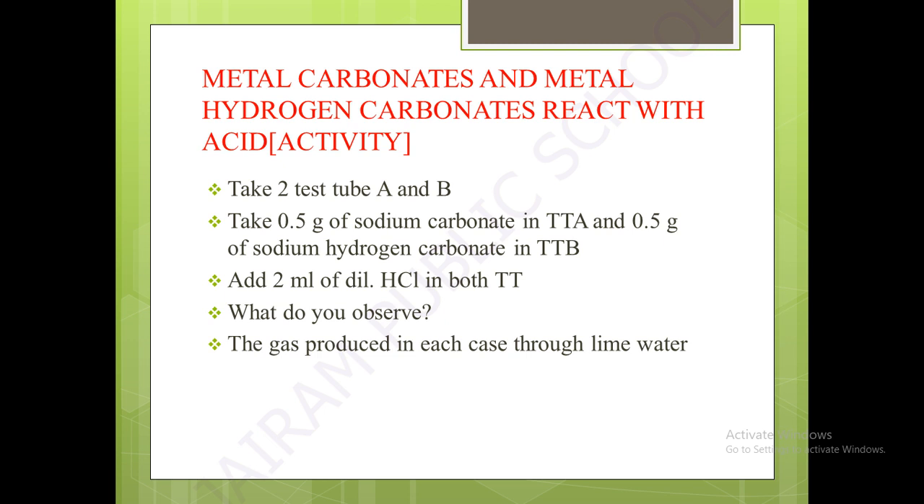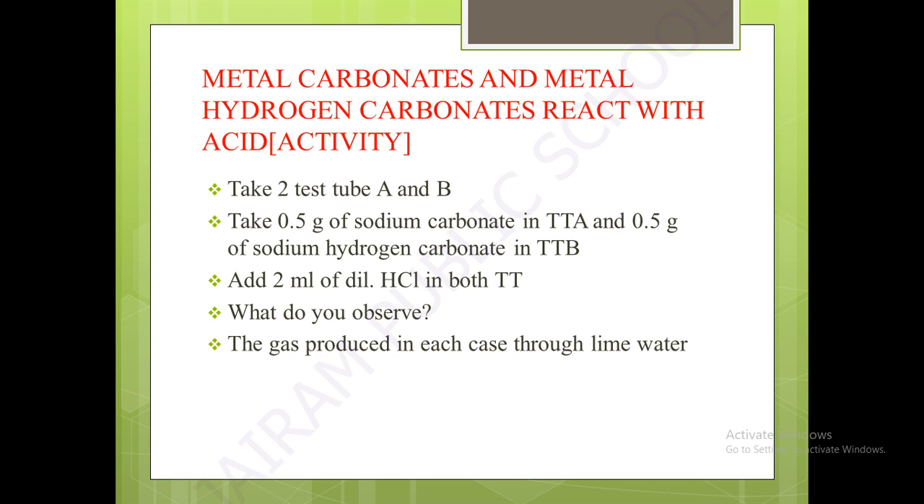Here I am going to take two test tubes. One test tube we label as A, another test tube we label as B. In test tube A I am going to add 0.5 grams of sodium carbonate. In test tube B I am going to add sodium hydrogen carbonate. One is a metal carbonate, another is a metal hydrogen carbonate. Here sodium is the metal. In both the test tubes we add 2 ml of dilute HCl.